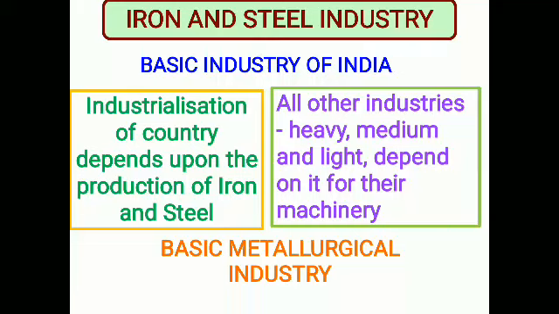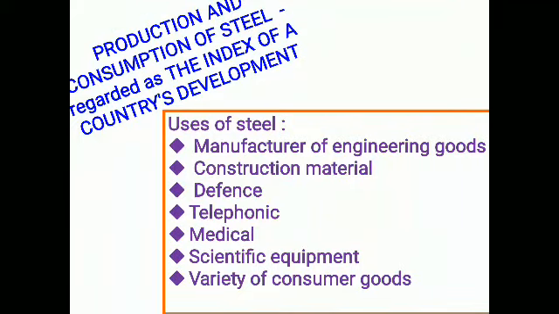Why do we say it is a basic metallurgical industry? Because the finished products of this iron and steel industry are used as a raw material by a host of other industries. These industries help in the manufacture of engineering goods, construction material, defense, telephonic items, medical and scientific equipment, a variety of consumer goods, machine tools, automobiles, locomotives, and even railway equipment. They use iron and steel as their primary raw material.